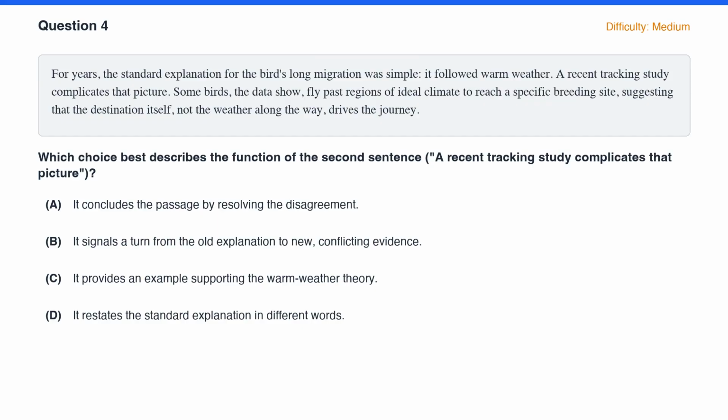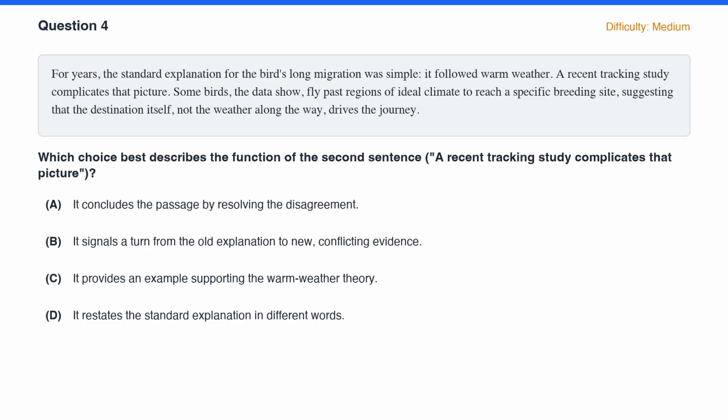For years, the bird's migration was explained simply. It followed warm weather. Then the second sentence says a recent tracking study complicates that picture, and the data that follow show birds flying past ideal climate to reach a specific breeding site. Step 1. Name the job. The stem quotes one sentence and asks its function, part. I'm describing that sentence's role in the structure.